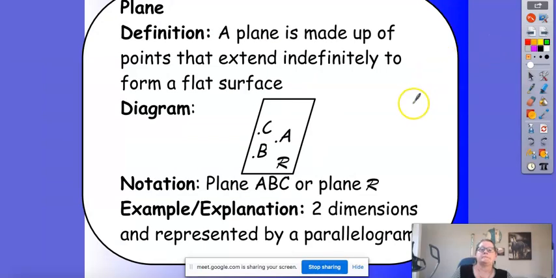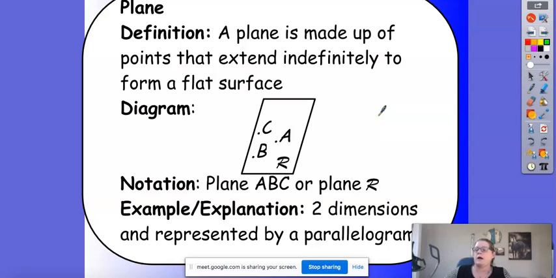Okay, a plane. A plane is made up of points that extend indefinitely to form a flat surface. So what I usually do in my class is I hold up a piece of paper and say, my piece of paper, that's the plane. Even though I only have 1 piece of paper, it extends indefinitely this way, that way, all the way around, but it's this surface right here. Everything that's on this plane is on this surface.